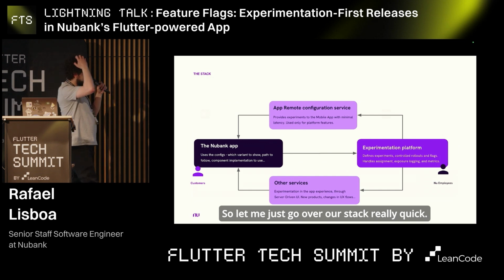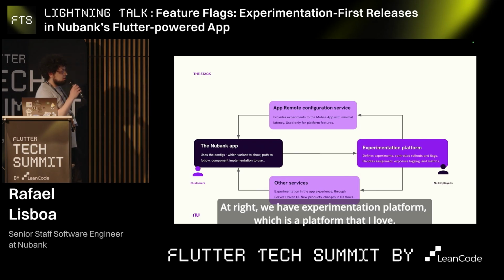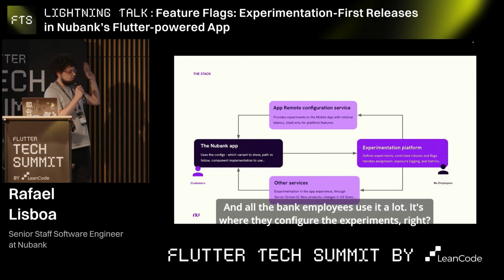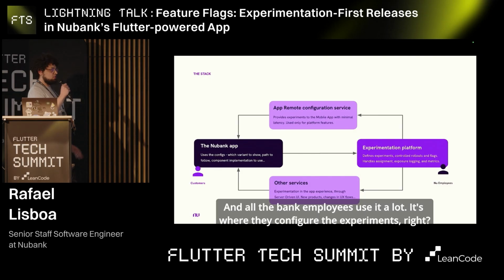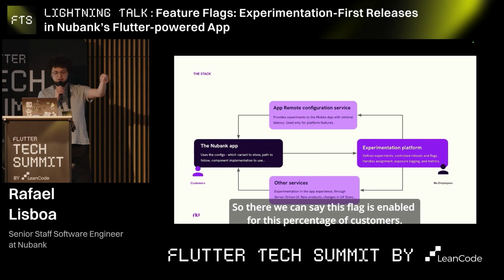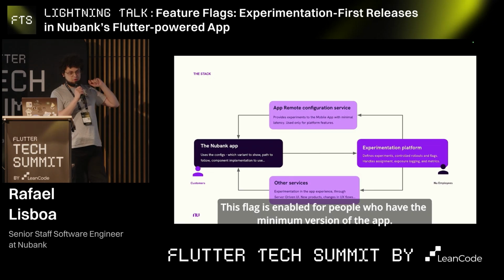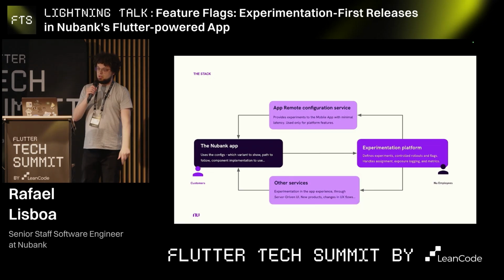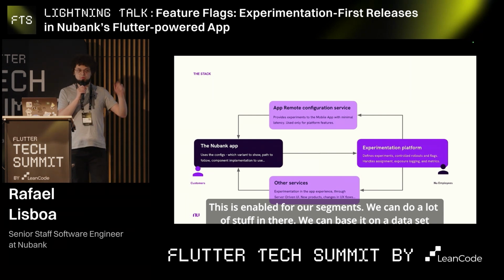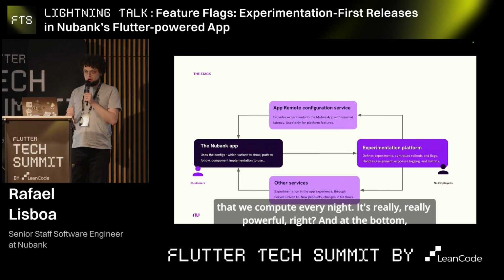Let me just go over our stack really quick. At the right there, we have the experimentation platform, which is a platform that I love, and all Nubank employees use it a lot. It's where they configure the experiments, right? There we can say, this flag is enabled for this percentage of customers. This flag is enabled for people who have the minimum version of the app. This is enabled for segments. We can do a lot of stuff in there. We can base it on a data set that we compute every night. It's really, really powerful, right?